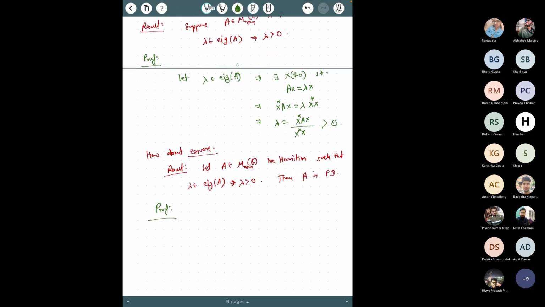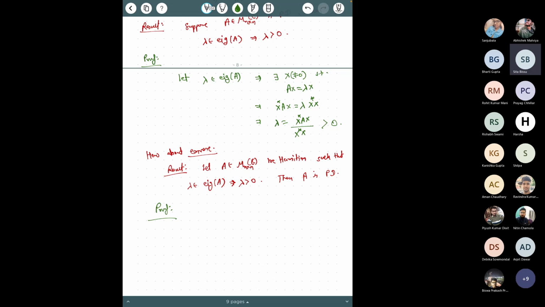So use something else. A is Hermitian, so use some other idea. If you do it the same way from the other side, the above proof won't work. The proof is very easy. Just use what is given. A is Hermitian, which means A is normal, and so unitarily diagonalizable.